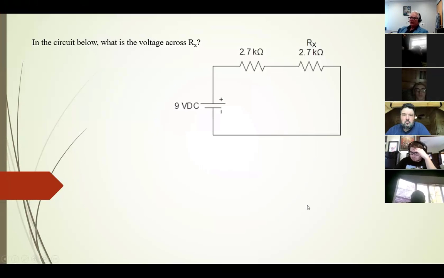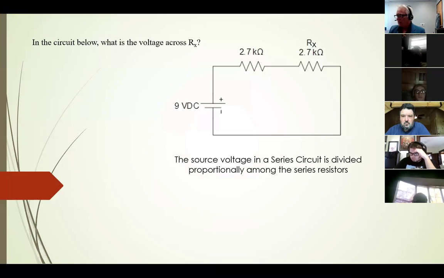All right, let's start with this one. What's the voltage across the unknown resistor, R sub X? Anybody? 4.5 volts. How'd you come up with that? Because they're divided proportionally to how much resistance, they're the same, so they each get half. Okay, yes. So you don't have to do any math on this.